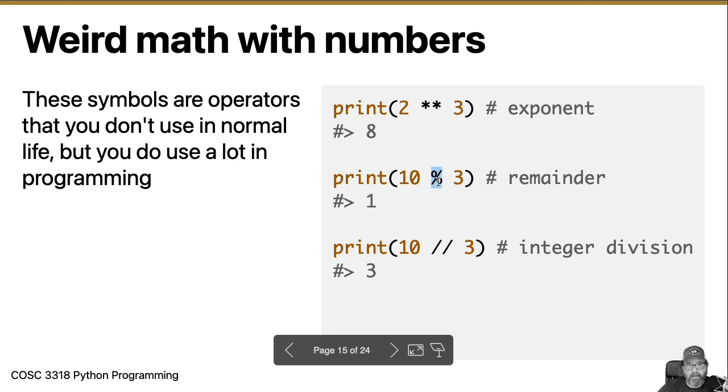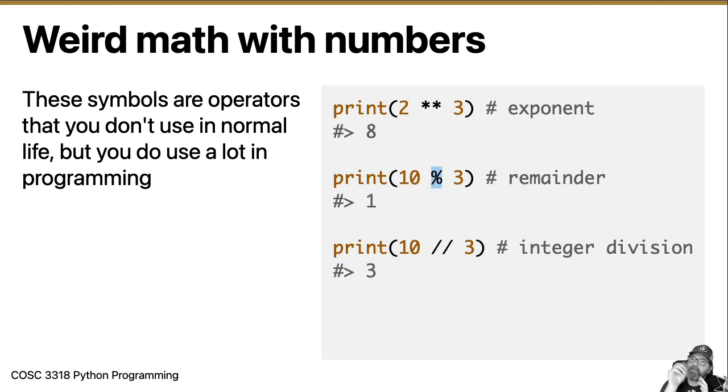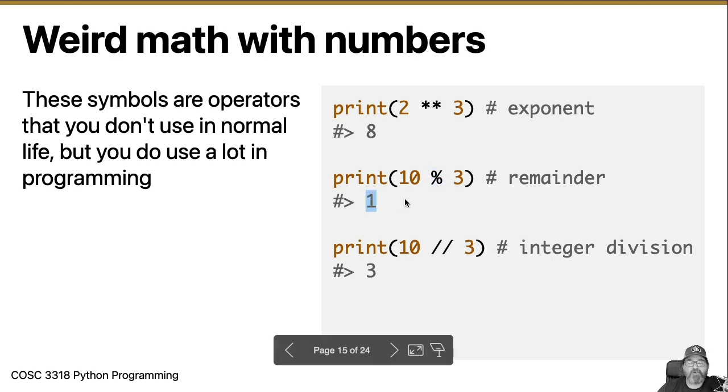This is the weirdest one, modulo. If you remember doing division in grade school, where 10 divided by 3 is equal to 3 remainder 1, that remainder 1, that's what modulo division gives us. It gives us what's left over after doing the division. So 10 divided by 3 is 3 remainder 1, and so modulo is remainder. We use it a lot to test whether or not a number is even or odd. That's a really common use case of modulo division.